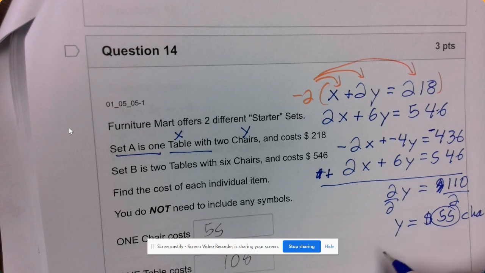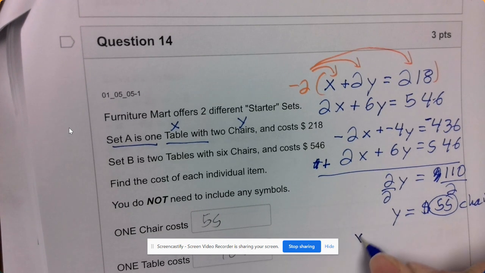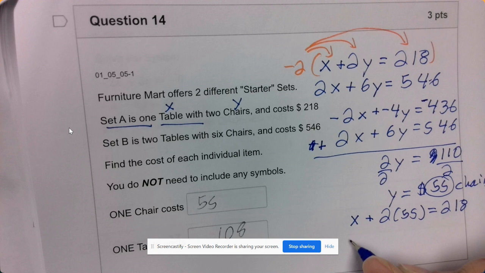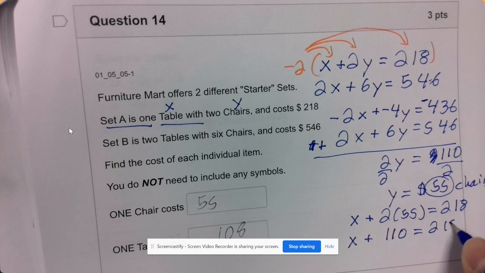Everybody, I plug that in. So x plus 2 times 55 is equal to 218. 2 times 55 is 110. 110 minus 218 is going to give us 108. And that's the cost for the table.